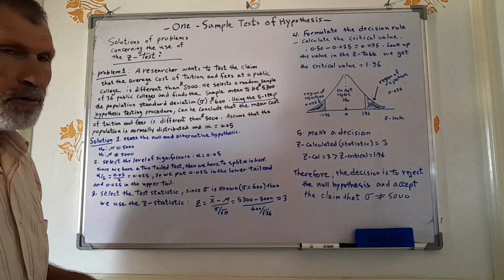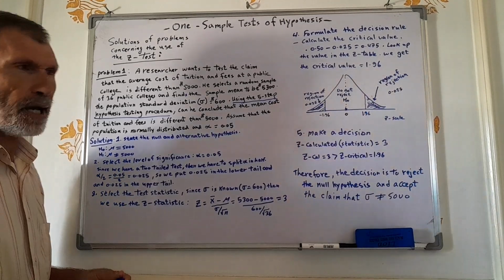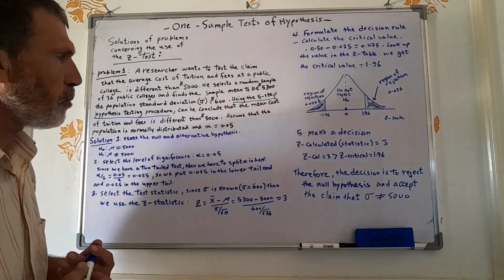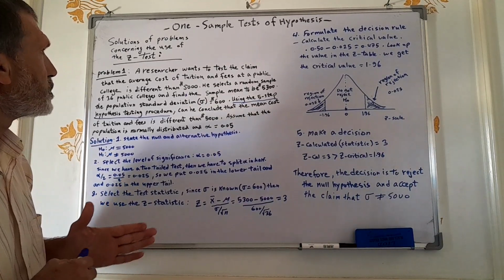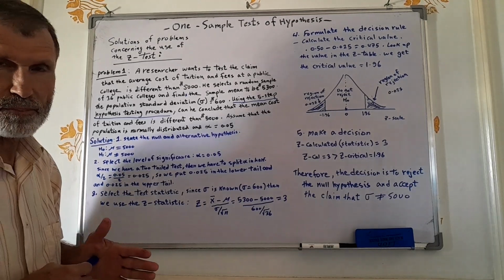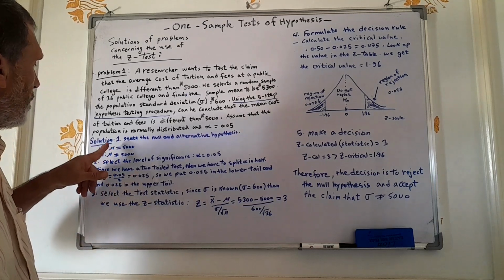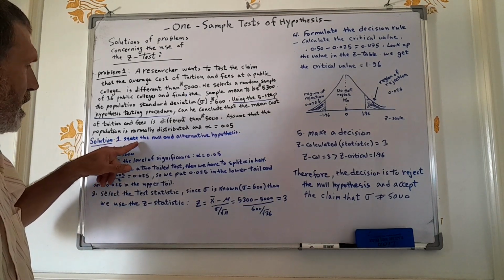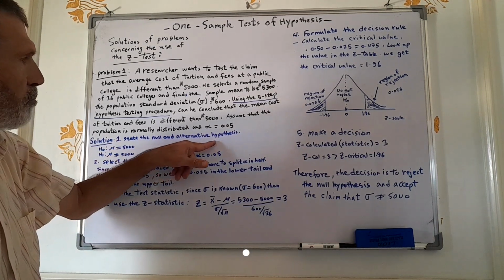Great. So now we have to go through the steps of the procedure, which consists of 5 steps. First, step number 1, state the null and alternate hypothesis.